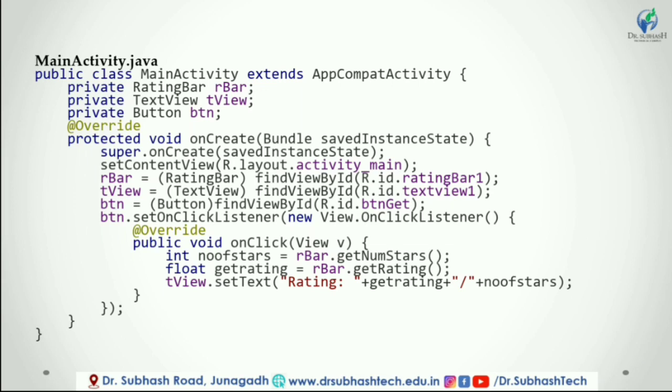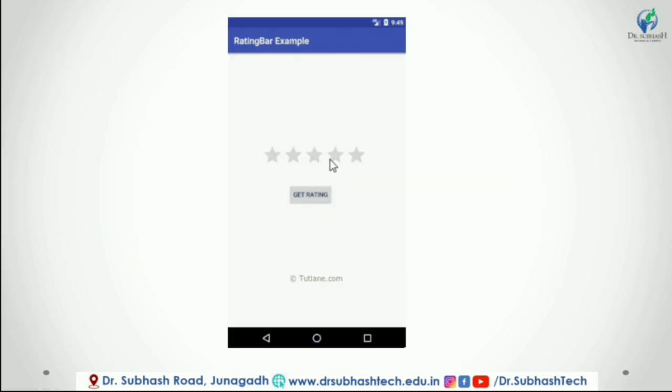Now we will see the output. If you observe the above result, we are able to get the rating value from the rating bar control when we click on button in Android application. This is how we can use rating bar control in Android application to show the rating based on our requirement.